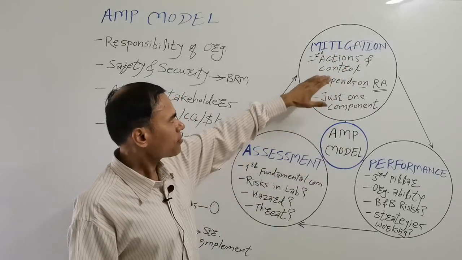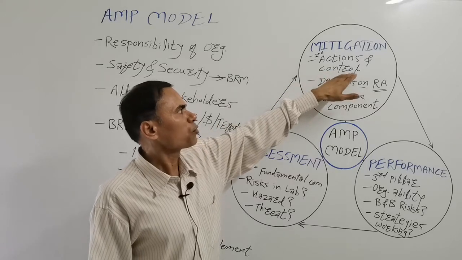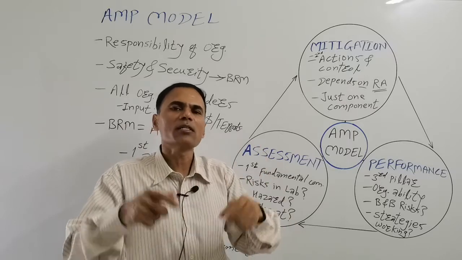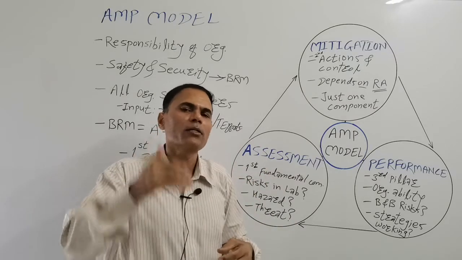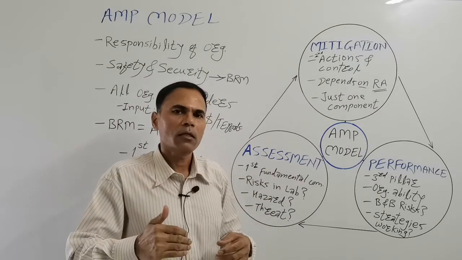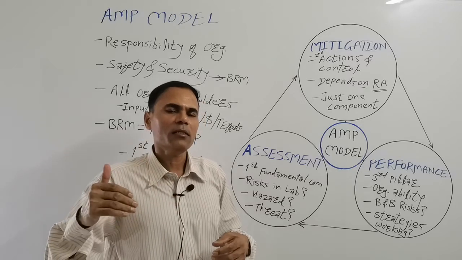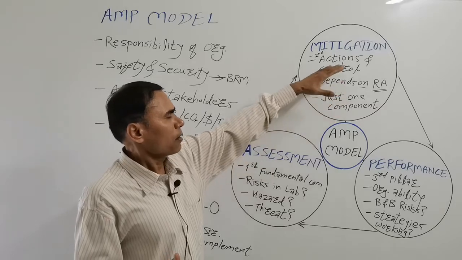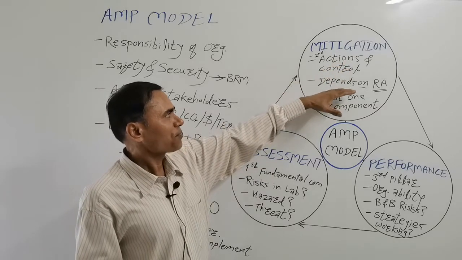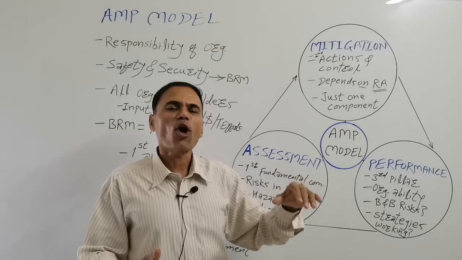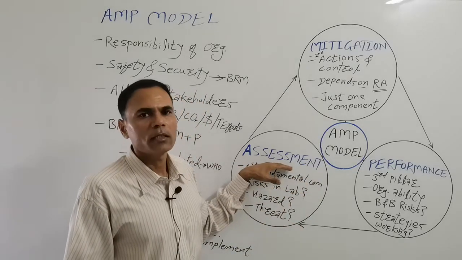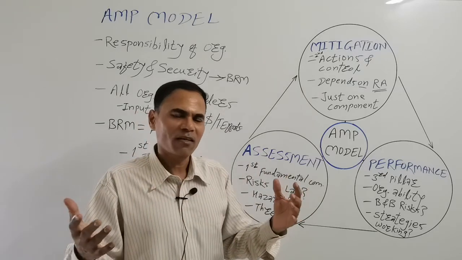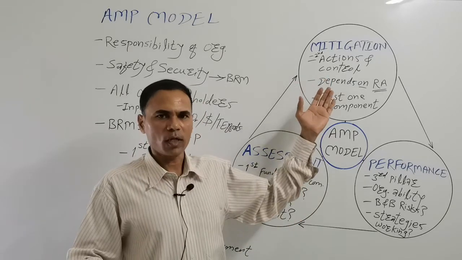And here you need to decide what types of actions and control measures should be implemented to mitigate the risks. I'm talking about the biosafety risk and biosecurity risk. And this mitigation completely depends on the quality of the assessment. If the assessment is not done properly, or if the assessment is not robust, then mitigation may not work.